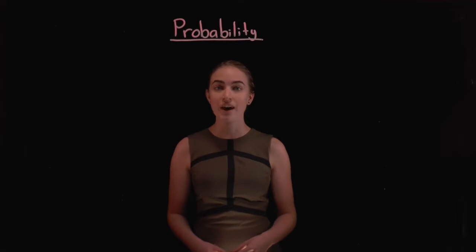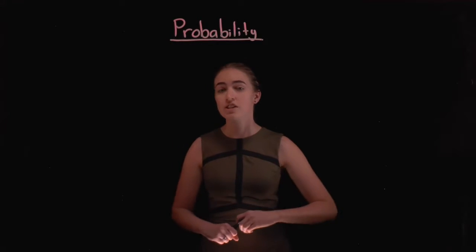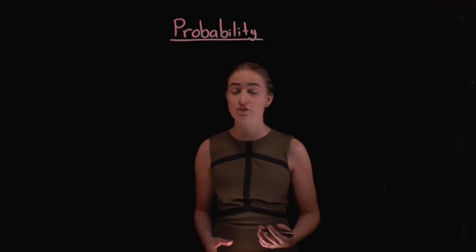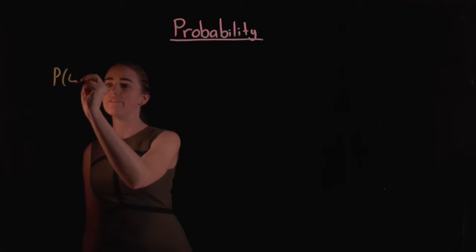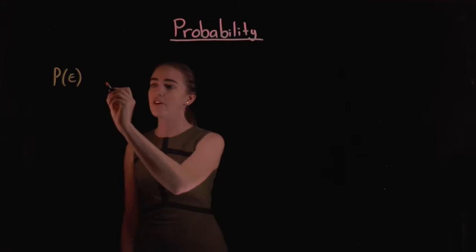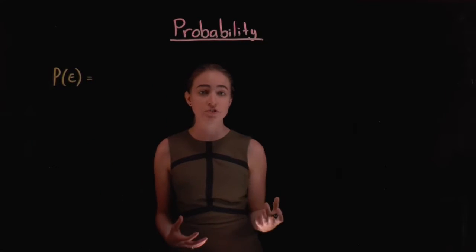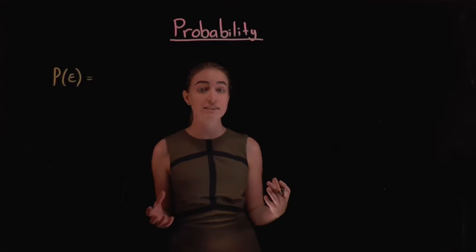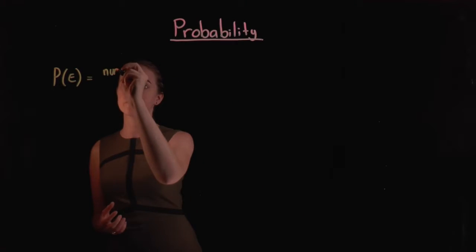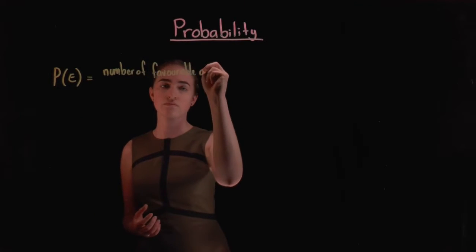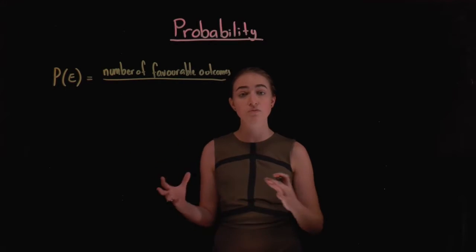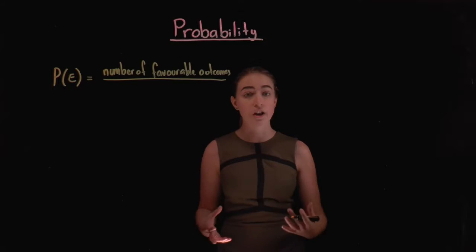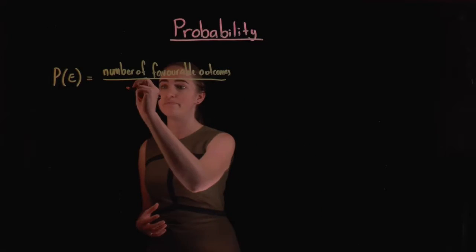In this video, I want to have a look at probability. So there's a few things you need to remember from last year about probability. The way we write it is the probability of an event, E, is going to be equal to the number of favourable outcomes, or the number of possible ways that event can happen, divided by the total possible number of outcomes, or the number in the sample space.